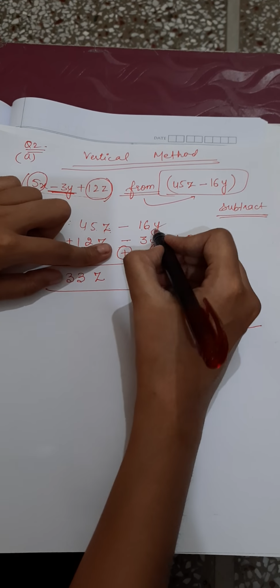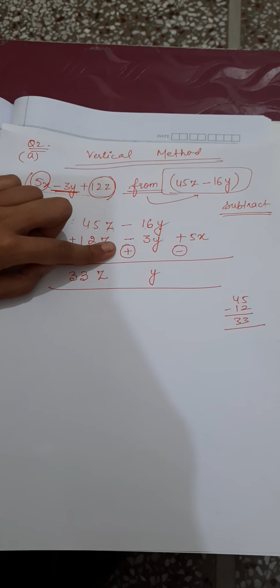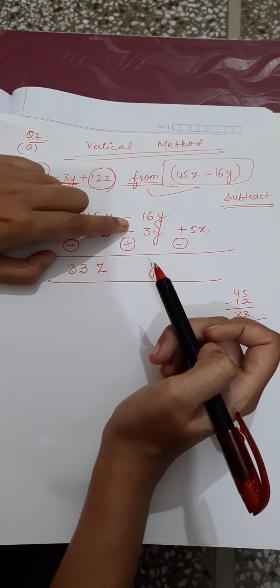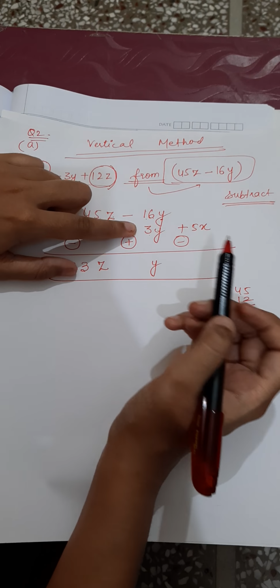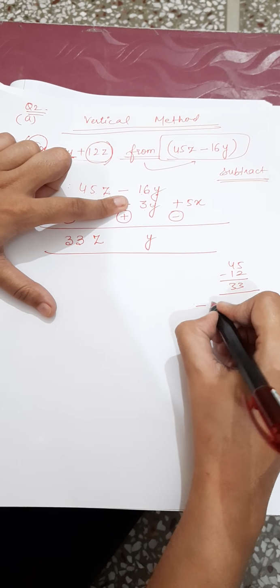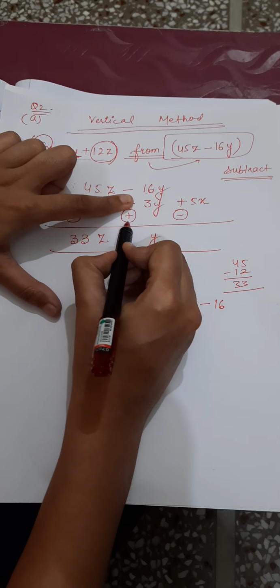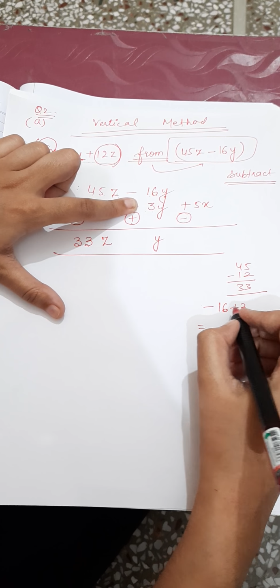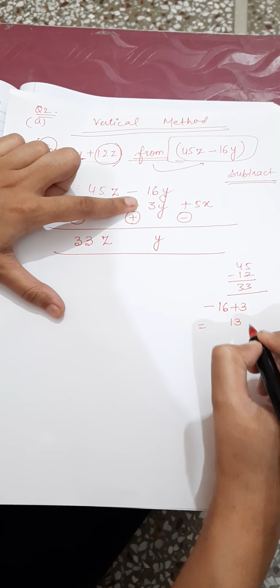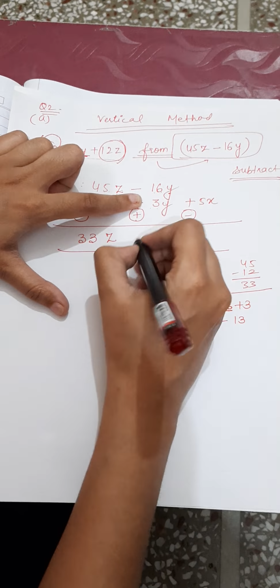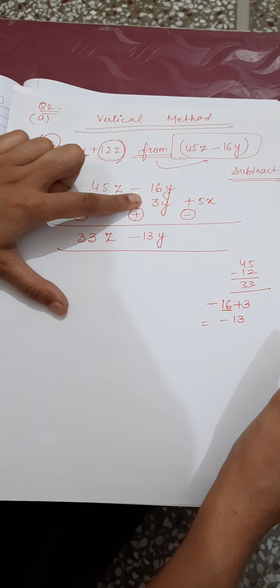Next, y, the answer will also come in y. Now what are the coefficients? I have told you, you don't have to see the previous sign of the second expression. So leave this minus sign. Now what is there? Minus 16 was there first of all, and then the changed sign was plus 3. Now what is plus minus? Minus. So this is going to come 13. And 16 is the greater number with the negative sign. So this will come to be minus 13y.